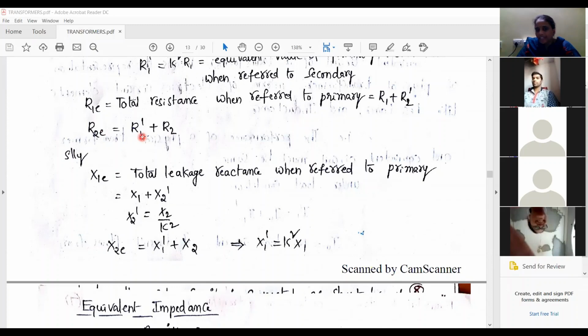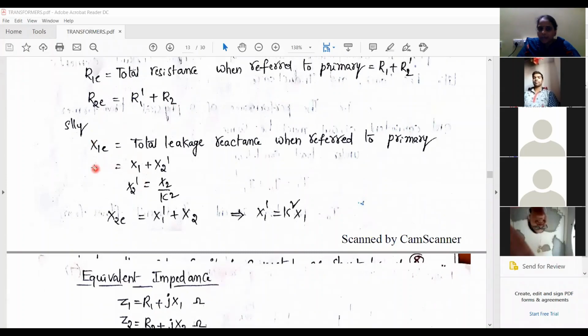So already we have the resistance R2 in the secondary side, and we have transferred the primary resistance to the secondary. So when a primary resistance is transferred to the secondary, it becomes R1 dash. So my total resistance will be R1 dash plus R2, because both the elements are connected in series. When the resistances or inductances are connected in series, you have to add them up. We have discussed this one. Yes or no? Yes, ma'am.